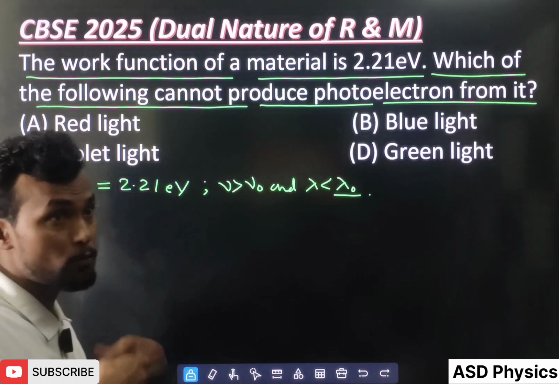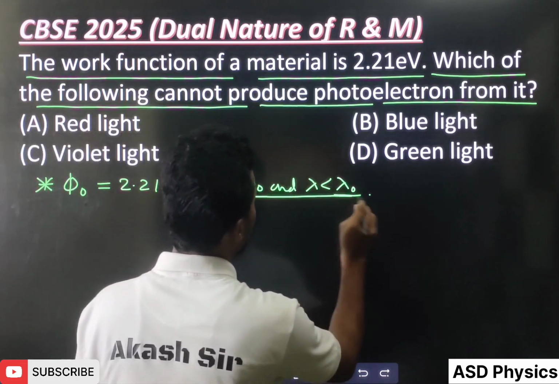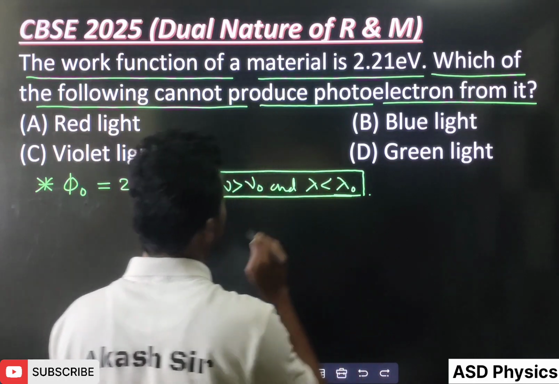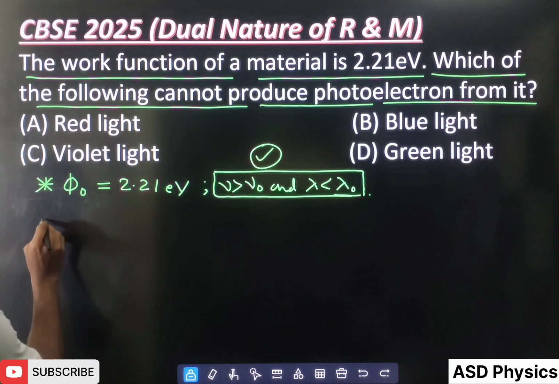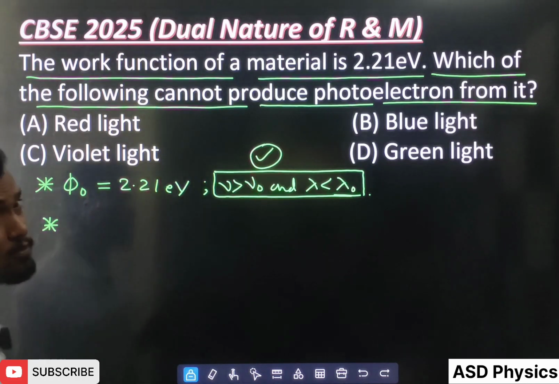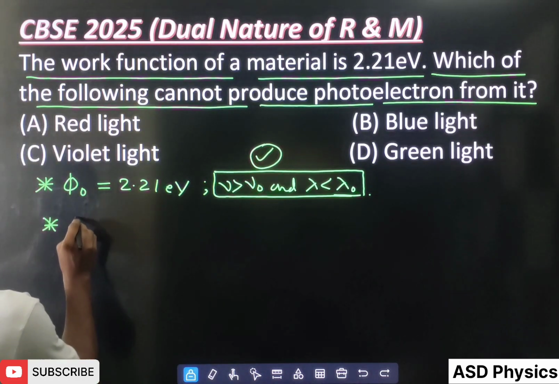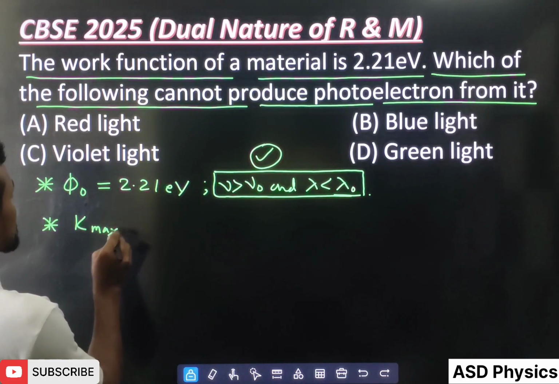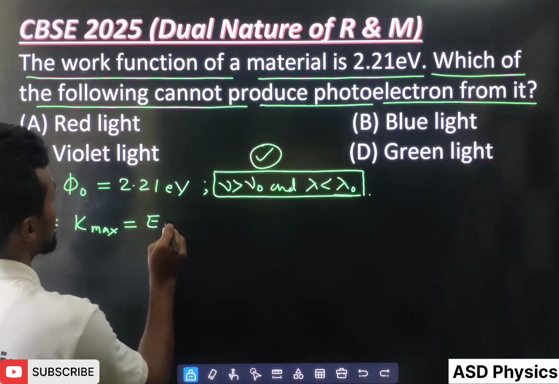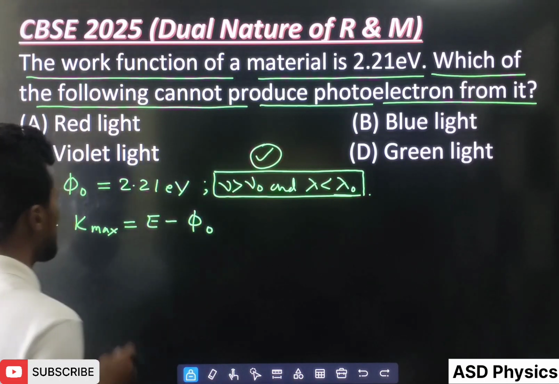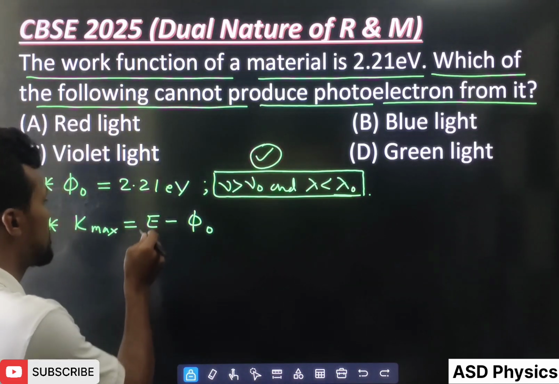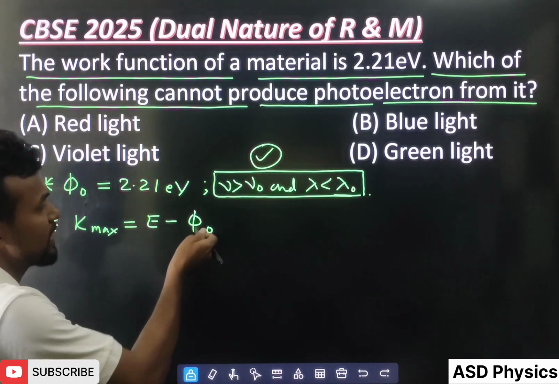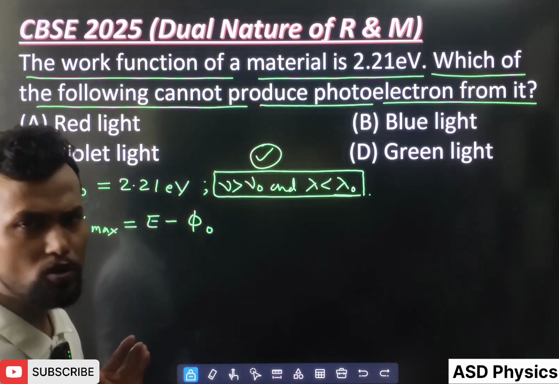Whenever the electron comes out from the metal surface, remember that here there is the Einstein photoelectric equation. What is the Einstein photoelectric equation? It is K max is equal to E minus phi naught. Why K max? Because the electron is coming from the metal surface, then only K max. E is the incident energy and phi naught is the work function, as they told in the question.